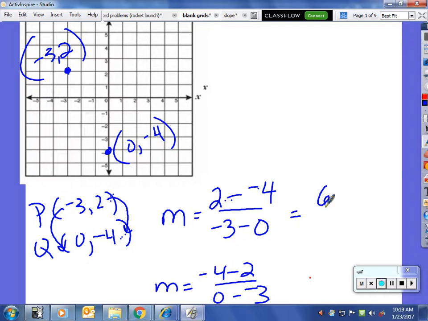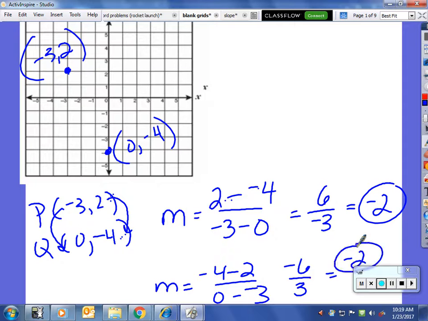This is 6 over -3, which is what? -2. If I had done it this way, I would have gotten -6 over +3. 0 minus -3 is +3, and guess what that equals? -2. So this is what you're going to tell me on your homework. You're going to show me where you did the subtraction. You're going to tell me the slope is -2, and then you're going to tell me 2 words about that line.